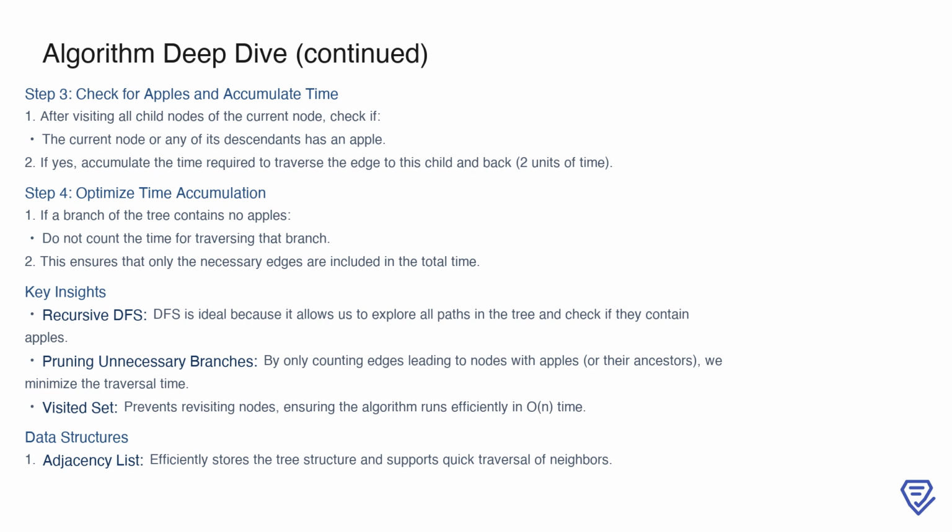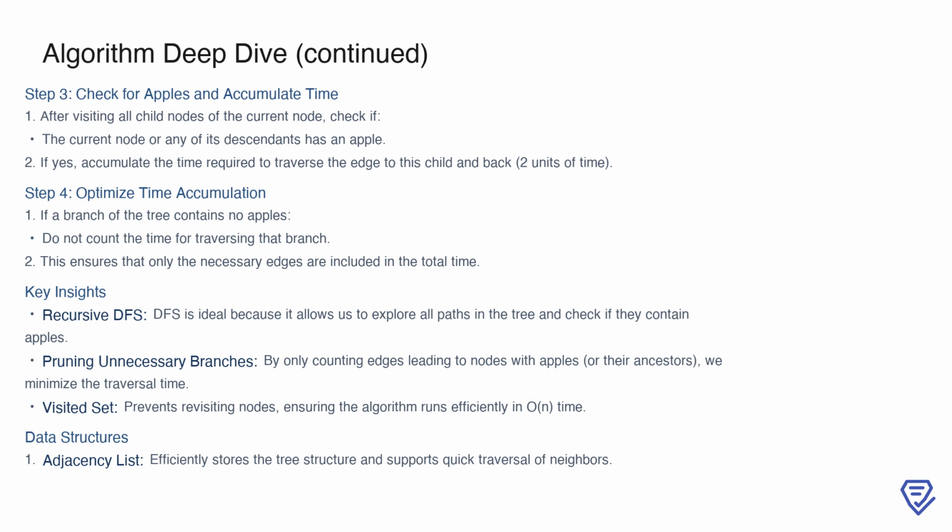Now, as we process each node during DFS, the next step is to check whether the current node or any of its descendants contains an apple. If any of them do, we need to account for the time required to traverse the edge to this child node and return back. This traversal adds 2 units of time for a round trip. However, if a branch of the tree contains no apples, we can completely disregard the time for traversing that branch. This optimization ensures that we only include necessary edges in our total time calculation.